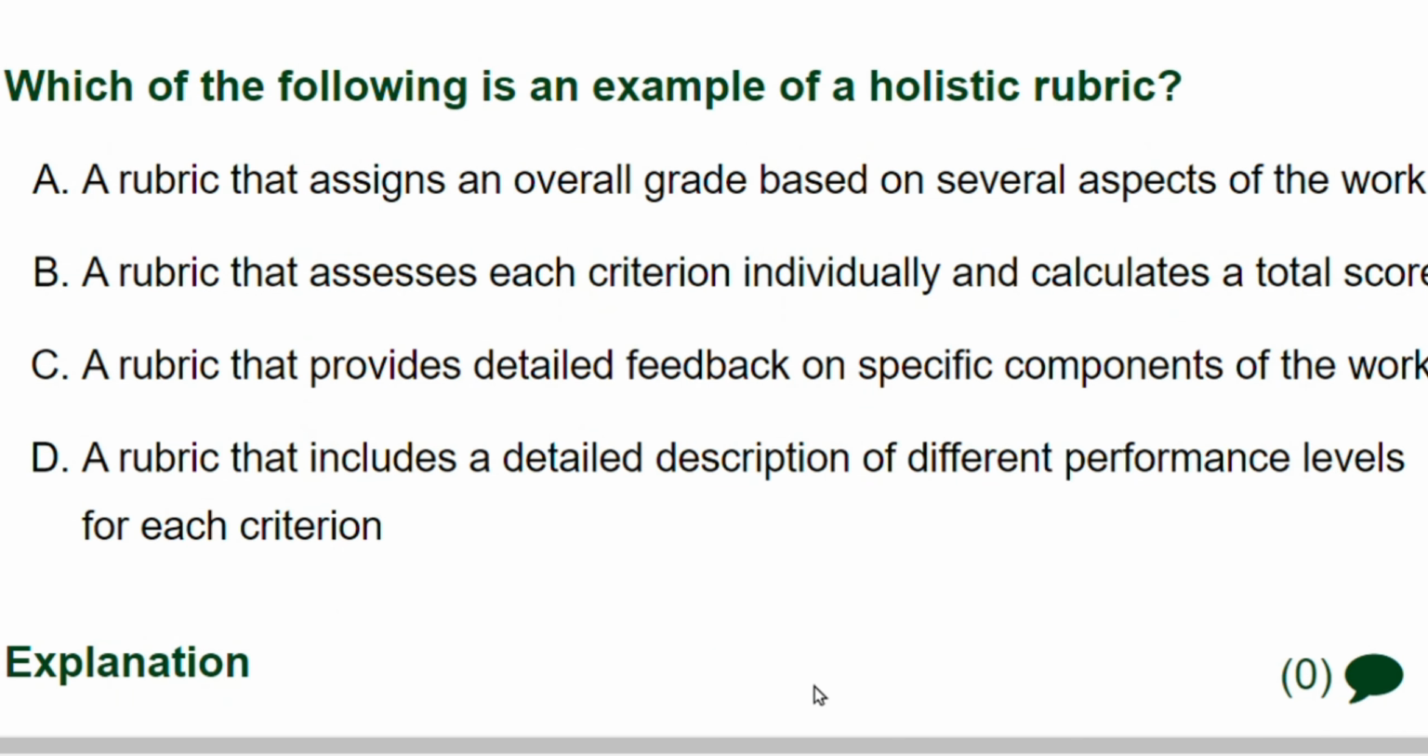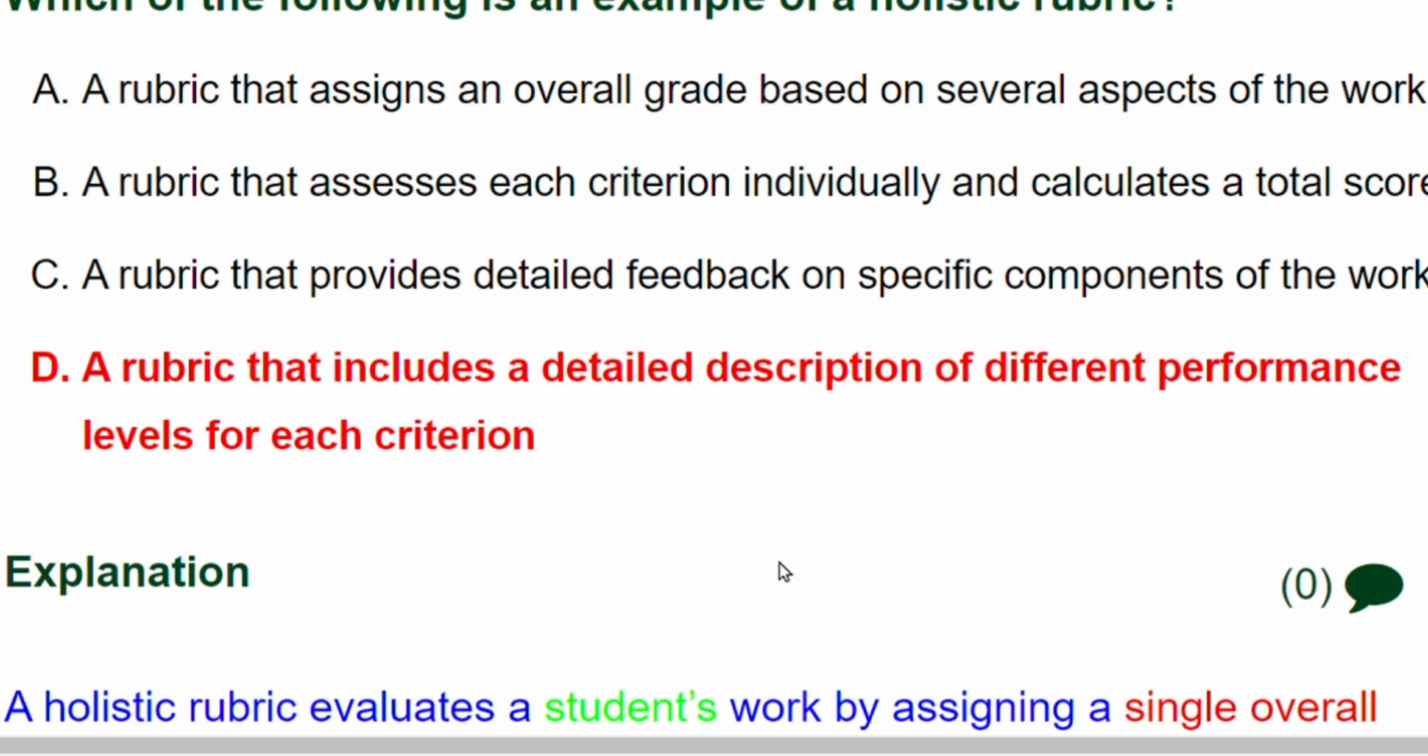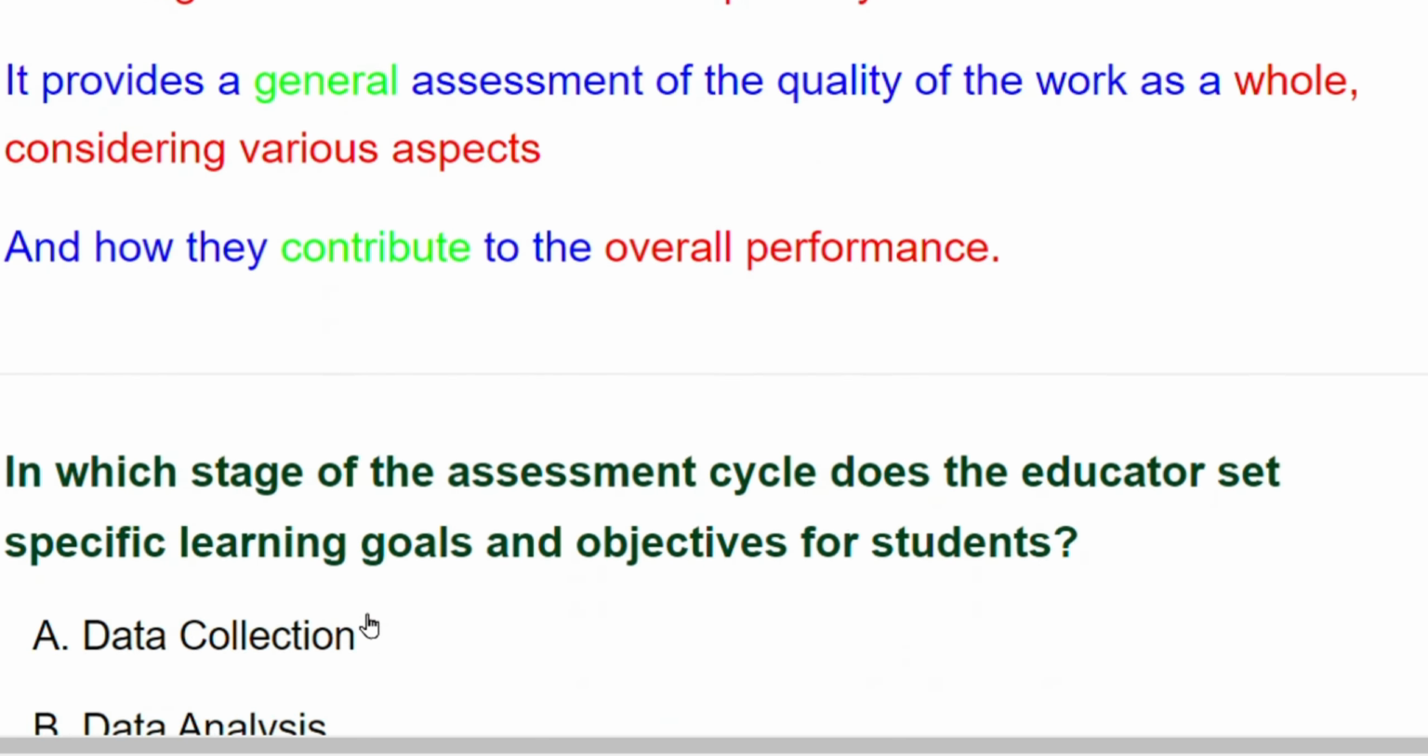Which of the following is an example of a holistic rubric? A rubric that includes a detailed description of different performance levels of each criterion. A holistic rubric evaluates a student's work by assigning a single overall grade or score based on the overall impression of the work rather than assigning each individual criterion separately. It provides a general assessment of the quality of the work as a whole, considering various aspects and how they contribute to the overall performance.